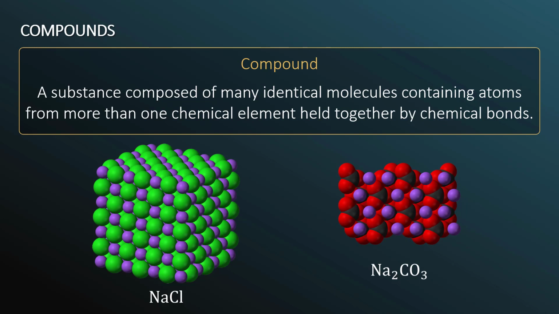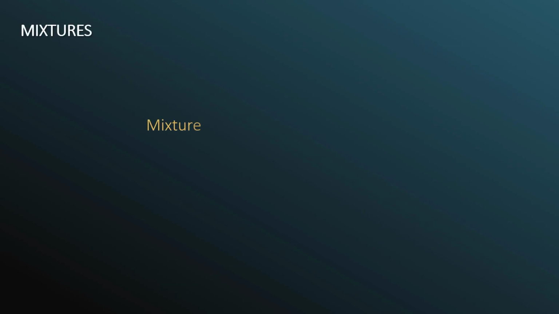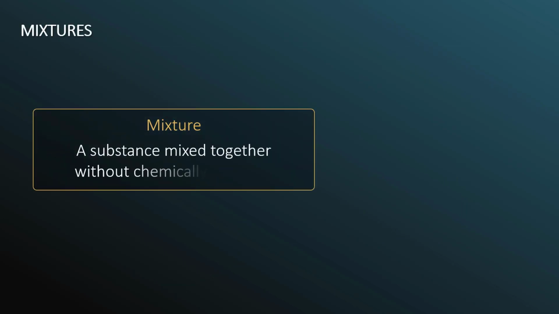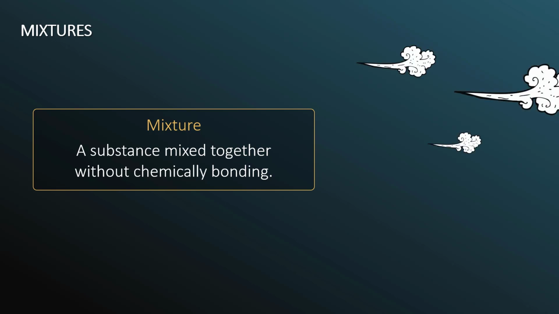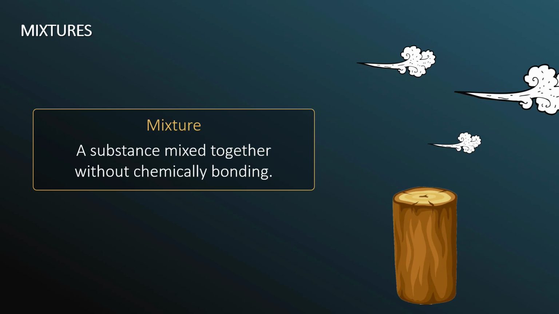This is very important because this is going to be distinct from mixtures. A mixture is a substance mixed together without chemically bonding. So there's no repeating pattern here. If you take a small sample of a mixture, you're going to get a different proportion of the atoms that compose that particular mixture. Examples of a mixture: air is an example of a mixture, wood is an example, the smoothie that you make for breakfast is an example.